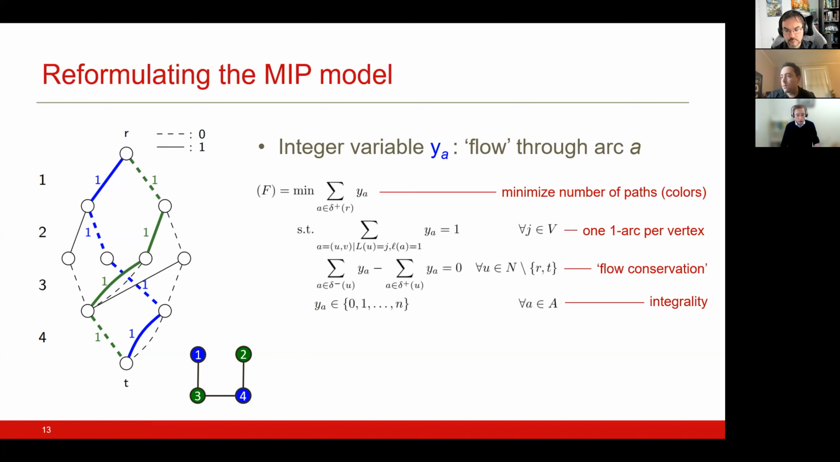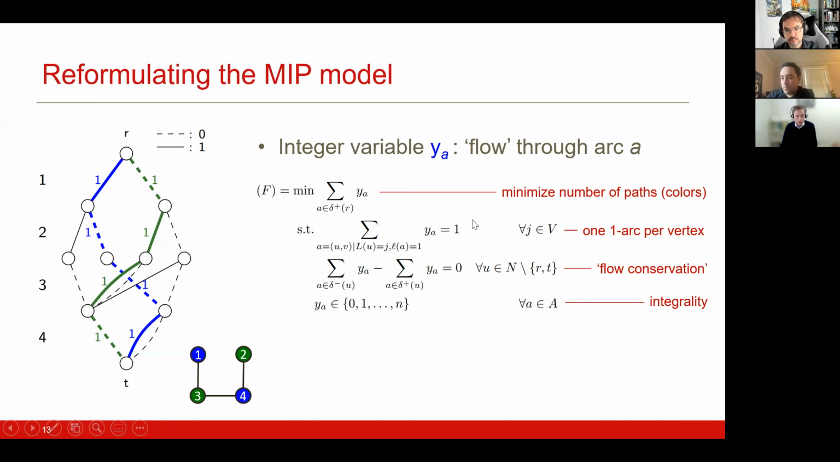And then what we have to do is minimize the number of paths needed to cover all the nodes. So we want to minimize the flow out of the root, which corresponds to the number of paths that we send through this decision diagram. But we have to make sure that every node, 1, 2, up to 4, has at least one arc that it participates in.